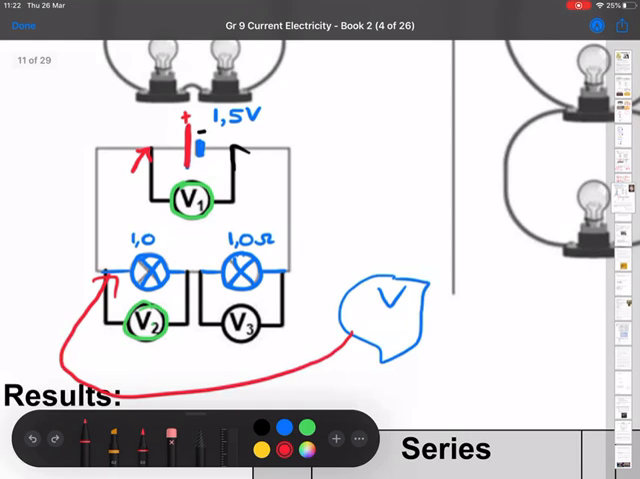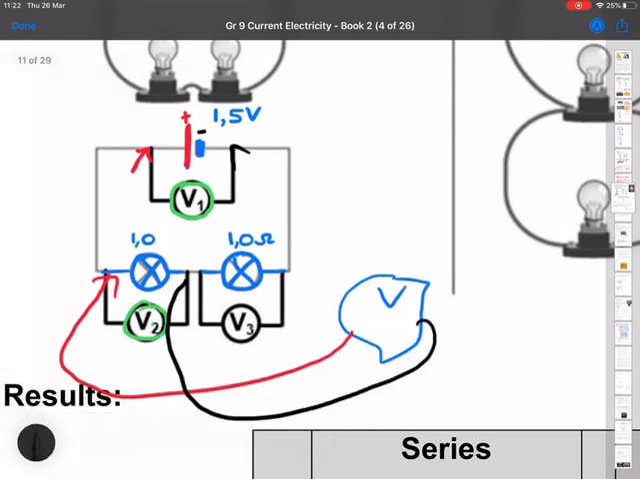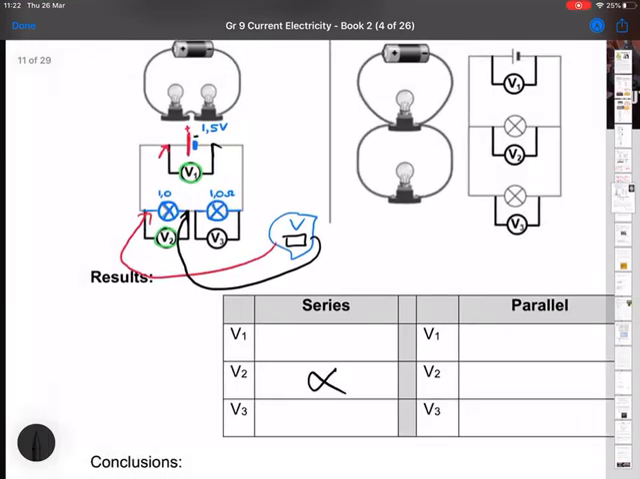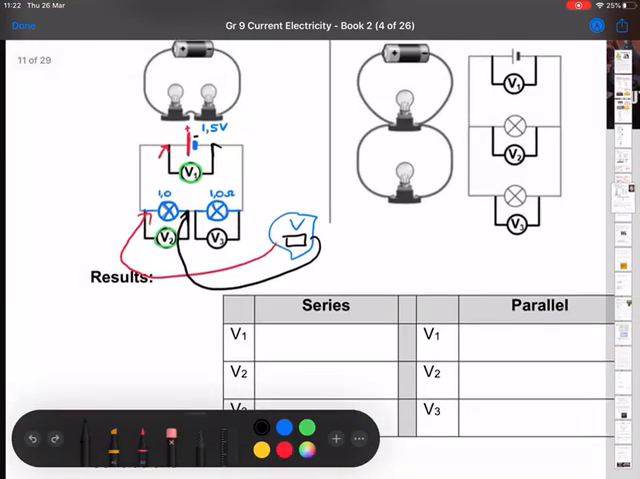The negative side of your voltmeter, you're going to connect that over there. And you're going to tell me what the reading is on your voltmeter, and that value you're going to write down over here.